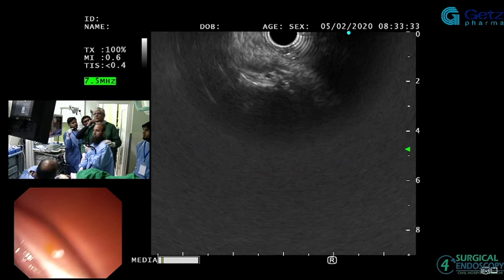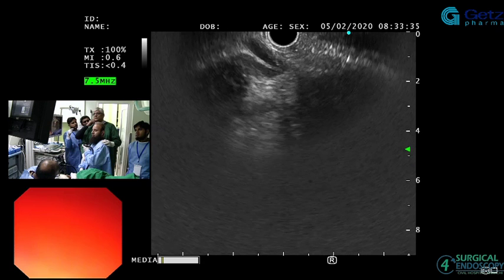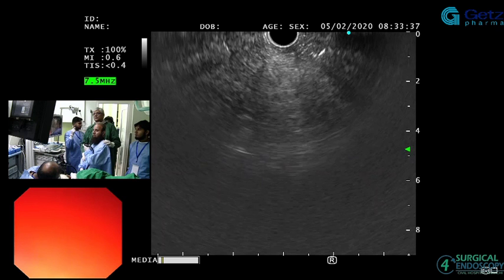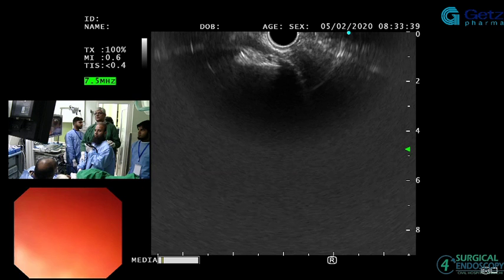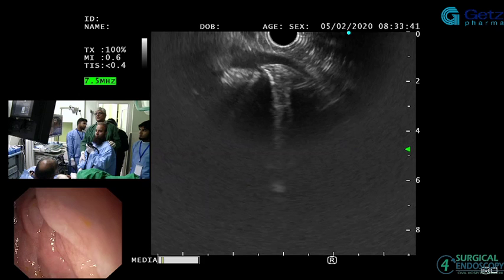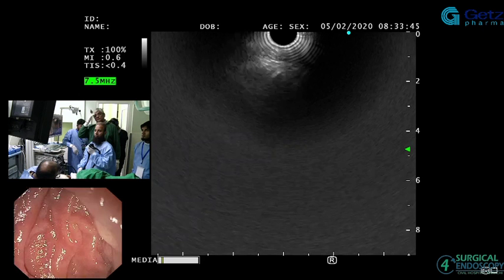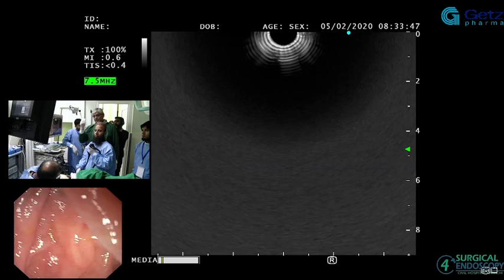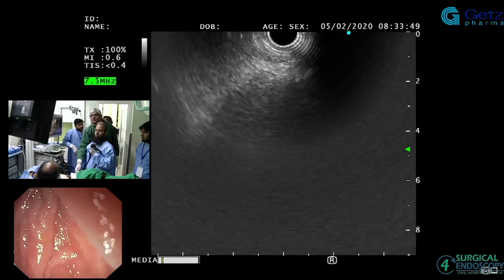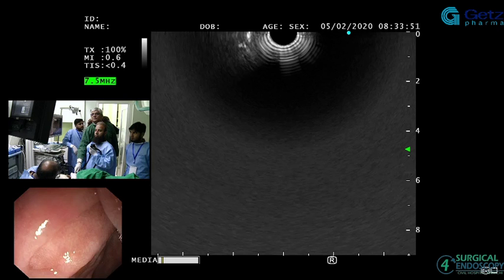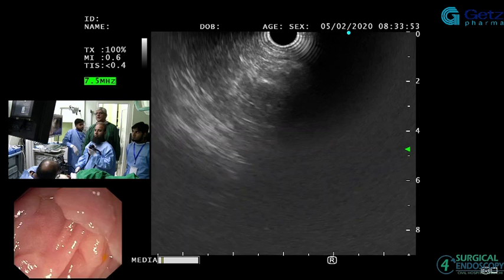Now go anti-clock. More anti-clock. Okay, pull back now. Pull back a little bit. Pull your scope back. Thoda sa. Okay, now tip up. Tip up and clockwise, anti-clock rotation. Right. Clockwise, anti-clock rotation.